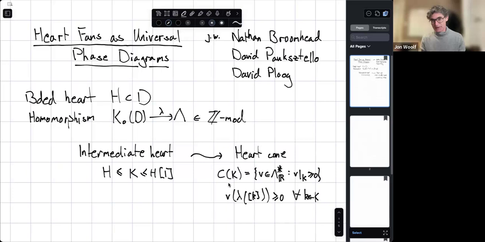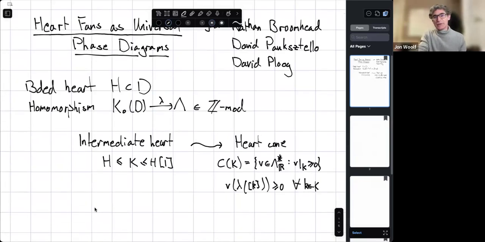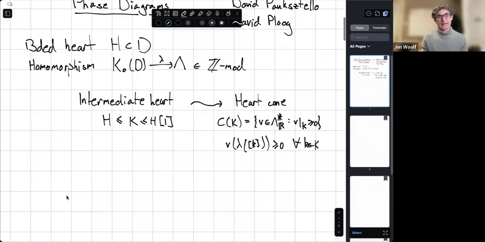Okay, so every intermediate heart gives me a heart cone, and this is a cone in this finite dimensional vector space, in the sense that it's closed under scaling by positive reals and it's closed under sums. And it is also a closed cone because it's dual. Okay, and I want to give you two perspectives on the meaning of this cone, or the meaning of vectors in this cone. The first perspective is that this heart cone, in some sense, classifies certain Serre subcategories of K.